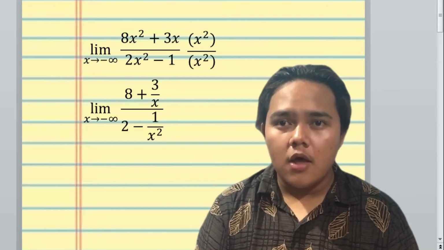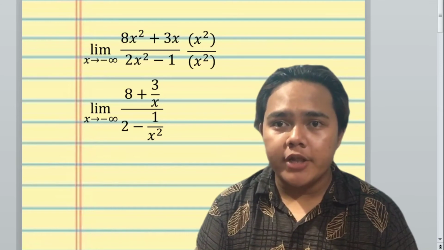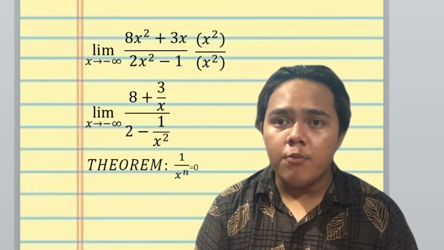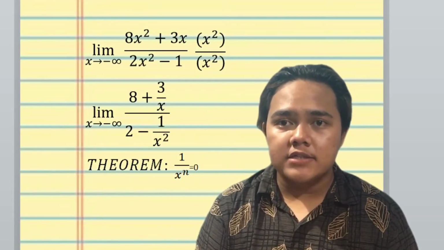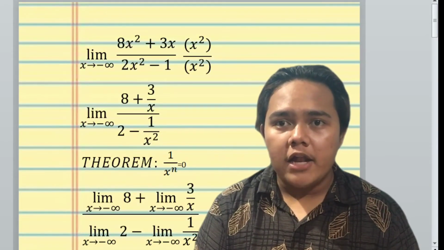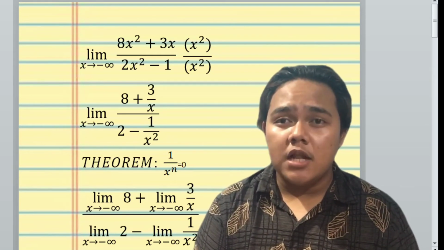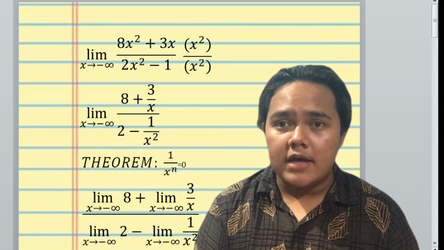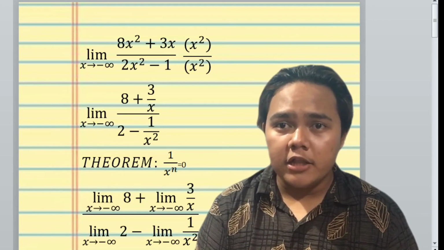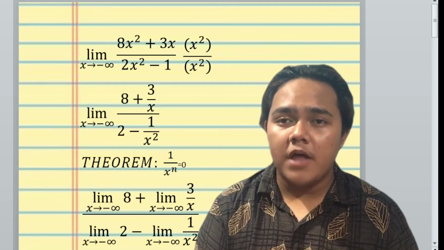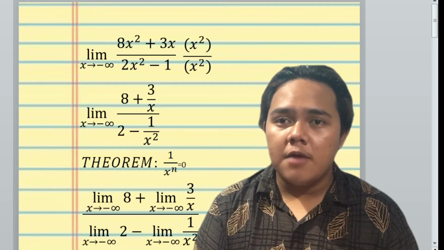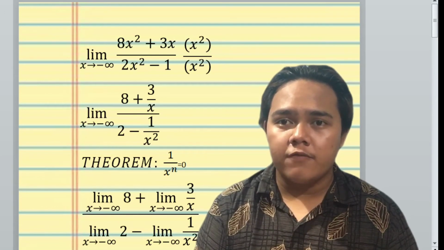After factoring, we will find the limit of numerator and denominator. We will use the theorem, which is the limit of 1 over x raised to n is equal to 0. So magiging outcome nito ay limit of 8 as x approaches negative infinity plus limit of 3 over x as x approaches negative infinity, over limit of 2 as x approaches negative infinity minus limit of 1 over x squared as x approaches negative infinity.